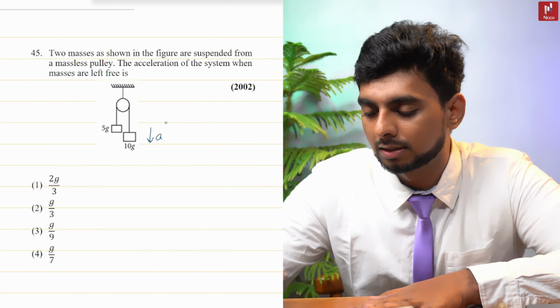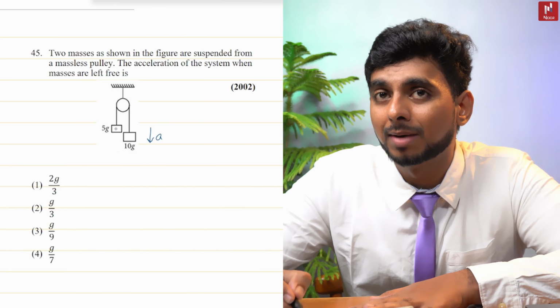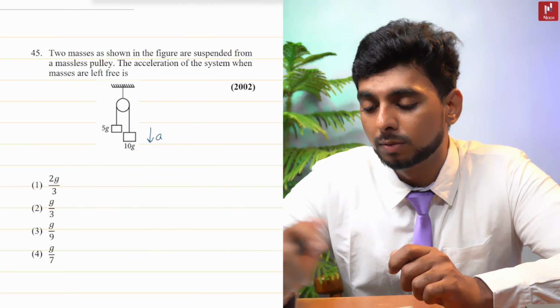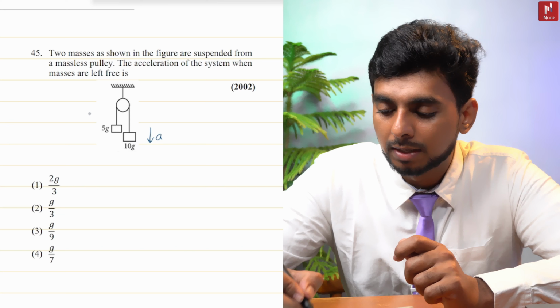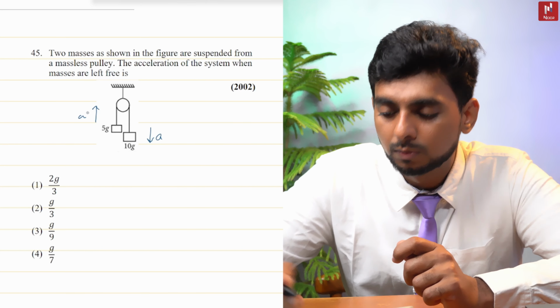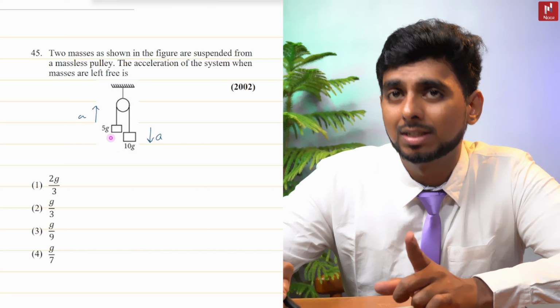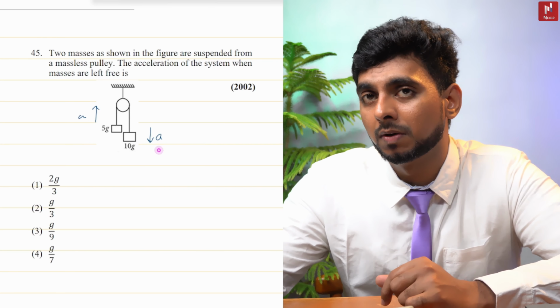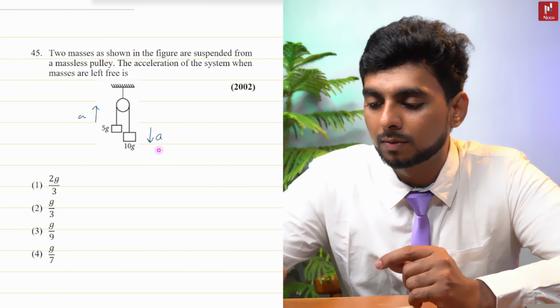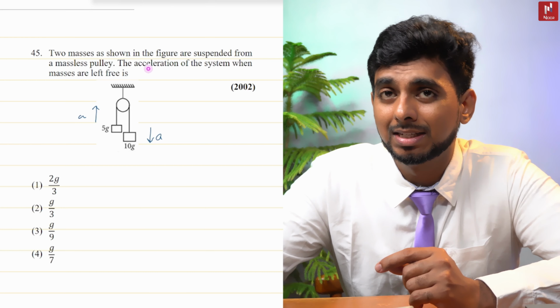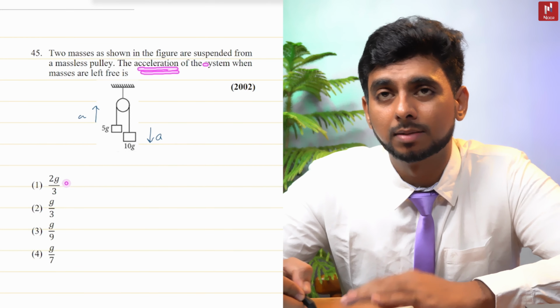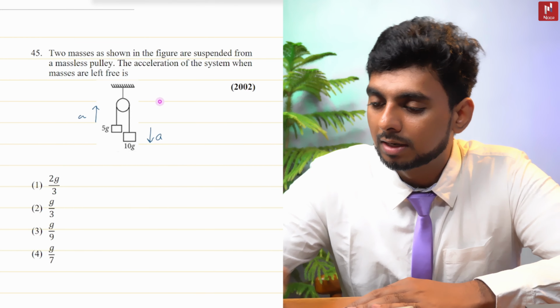It will be less than that value because 5g is going to balance it. This rope isn't going to stretch. Therefore, this mass will accelerate upwards with the same acceleration. With respect to the 5g mass, it's going to accelerate upwards. With respect to the 10g mass, it's going to accelerate downwards. Fine. So whatever it is, they're asking us just to find the acceleration of the system of masses. Got it? So let me do the free body diagram.